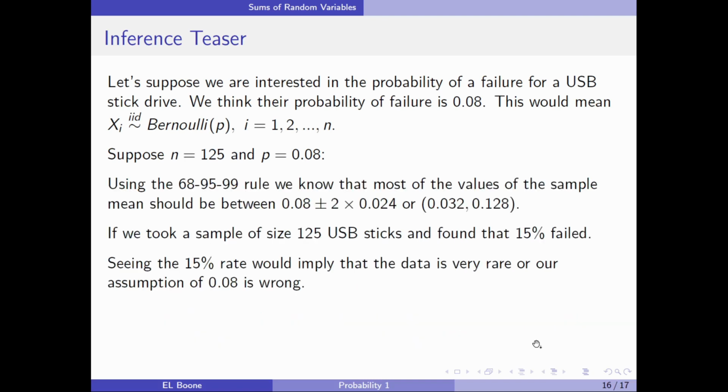So suppose we took a sample of 125 USB sticks. We're doing the experiment we said we were going to do, okay, and we found that 15% failed. Seeing that 15% failed would imply that our data is very rare because it's falling outside of what we would consider reasonable values for it, or the assumption of 0.08 is wrong. And this is where we're going to pick up with inference, which is right. And we'll talk about that later.